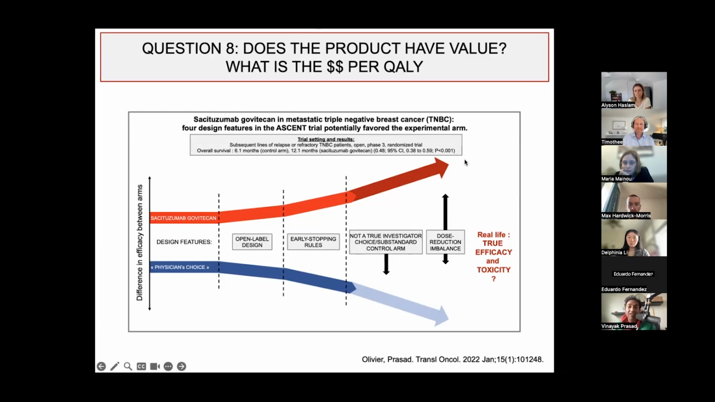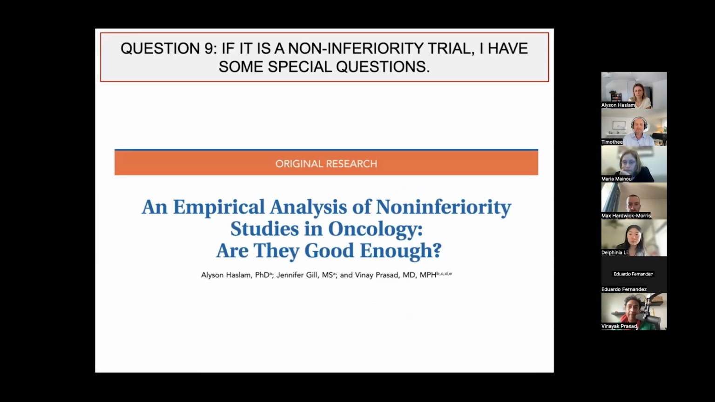And so what's the dollar per quality-adjusted life year here? I think it's probably horrendous. It's probably horrendous just based on the trial. It's even more horrendous if you factor in those biases.